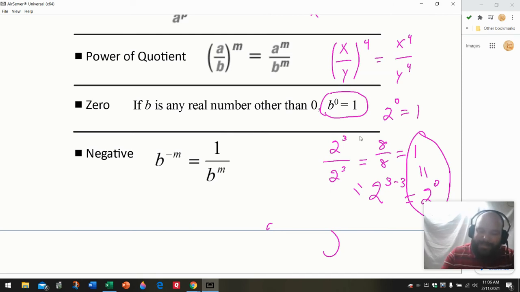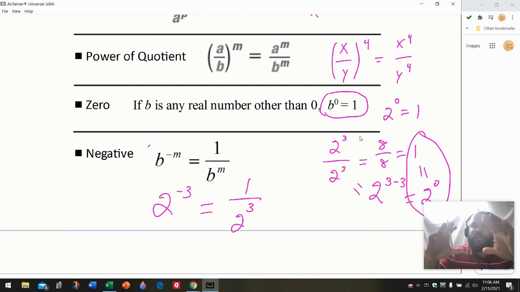Okay. Now, the last example I want to show you as far as the exponent powers go is this one right here. I have b to the negative m equals 1 over b to the m. What I want you to see is that this allows the power and the base to move positions. So if I have a negative power like 2 to the negative 3 power, that is equal to 1 over 2 to the third. So when the power is negative, it moves the whole base and the power down to the bottom.